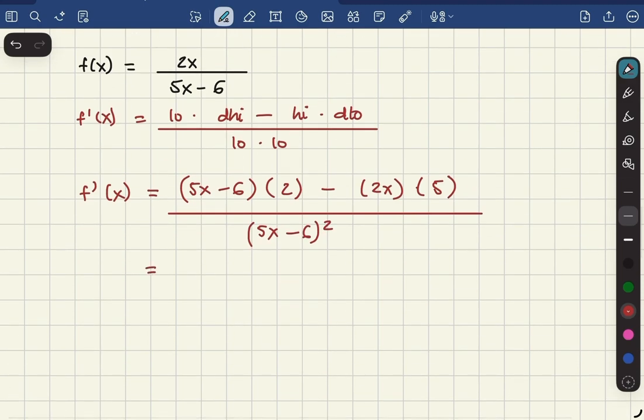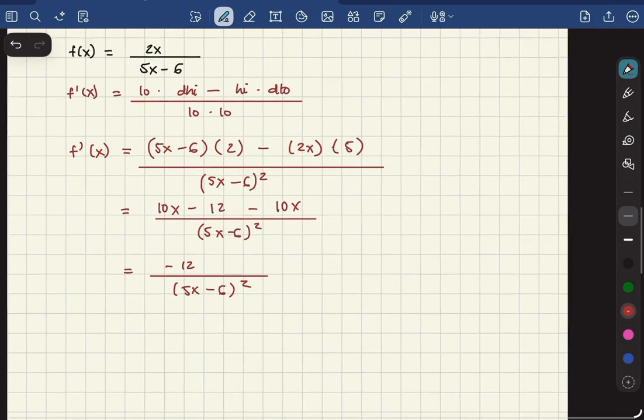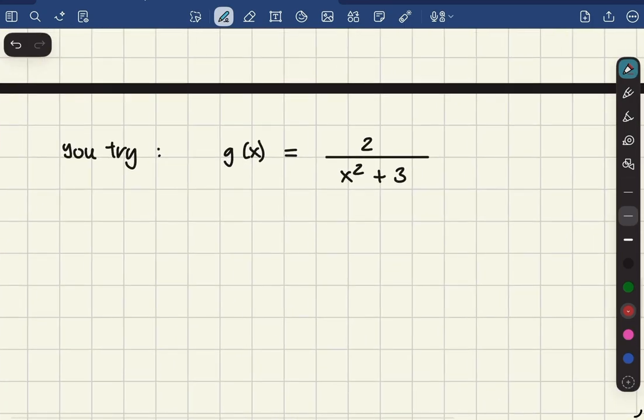Let's simplify this together. So I got 10x minus 12 minus 10x over, no need to simplify the denominator, so we can just leave it like this. And let's simplify the numerator, so I got negative 12 over 5x minus 6 squared, and this will be our final answer.